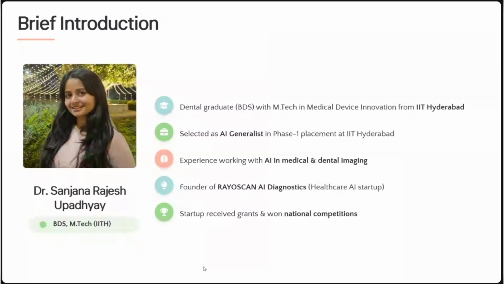I am the founder of a company named Ryoscan AI Diagnostics, which has just started, and I have experience in building grant-funded startups, and I have also won national level competitions in grant-funded startups.